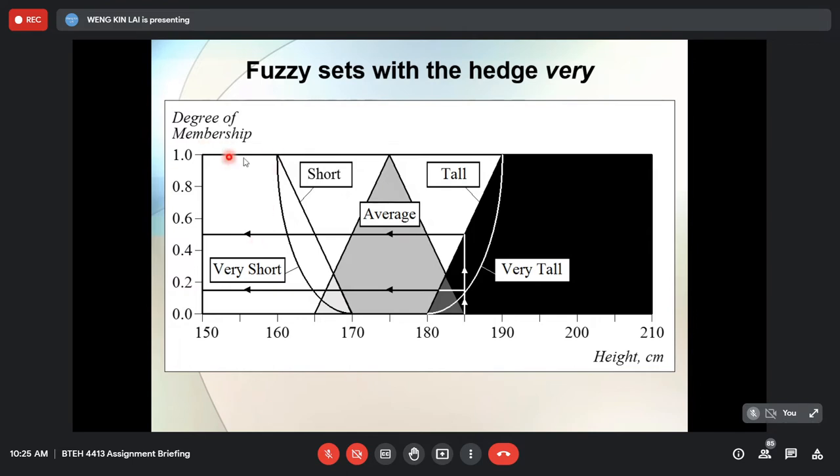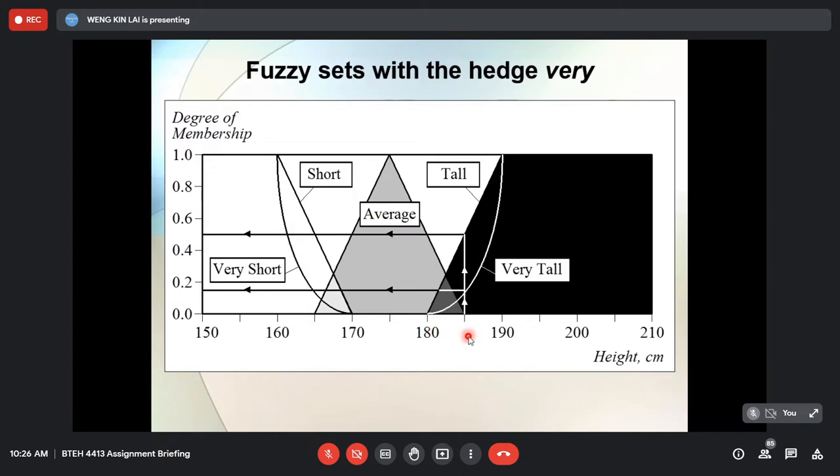This is the membership function for your short. Here the line goes down. Now, if I change it to very short, the line is no longer straight, it bends. If you look at this side, tall and very tall, the curve itself will no longer go straight down from here, it curves down from here. Now, what does it mean? Is it realistic? Is it logical to have used such terms?